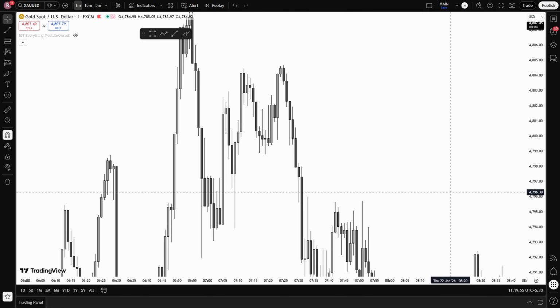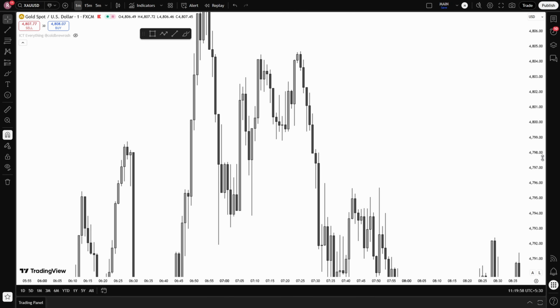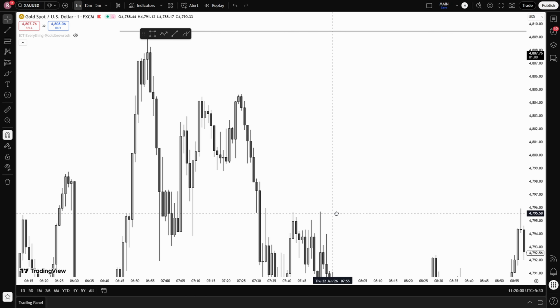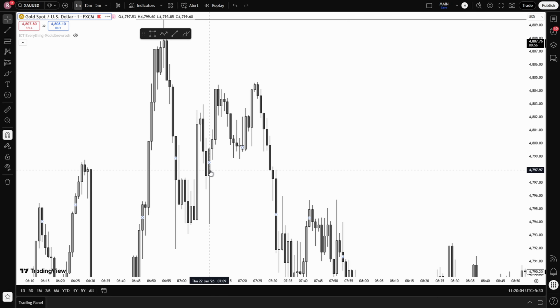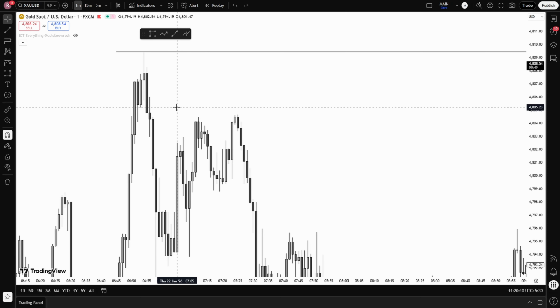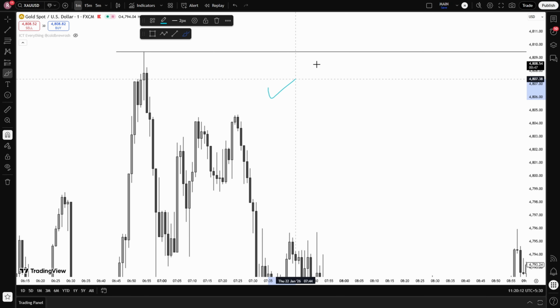Now first, let me show you how a breaker forms and what it actually looks like on the chart. To identify a breaker block, the first thing you need to do is identify an order block. You cannot find a breaker without first having an order block. This explanation is going to be very simple and beginner-friendly.